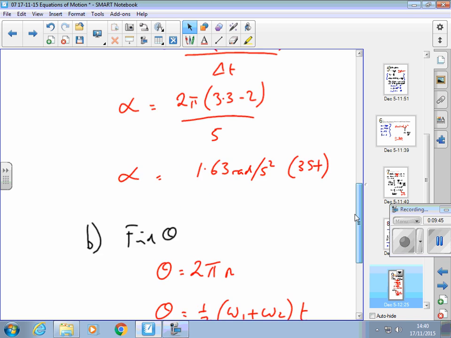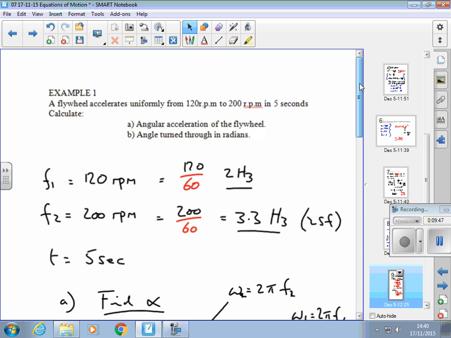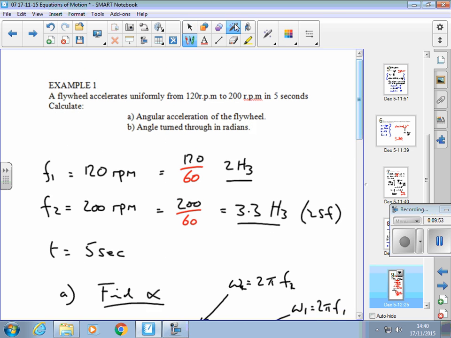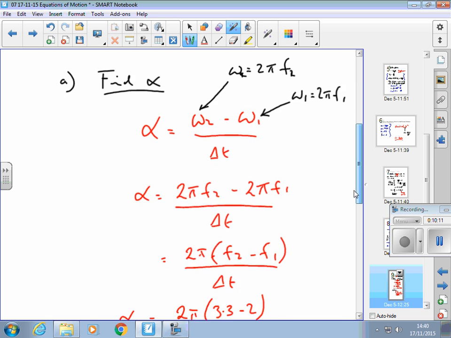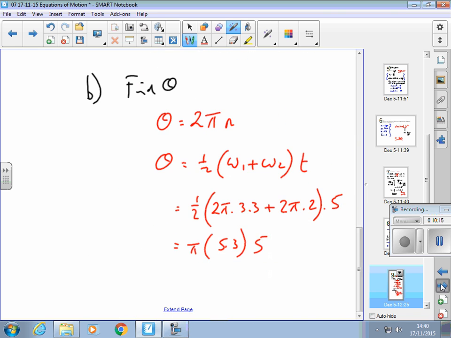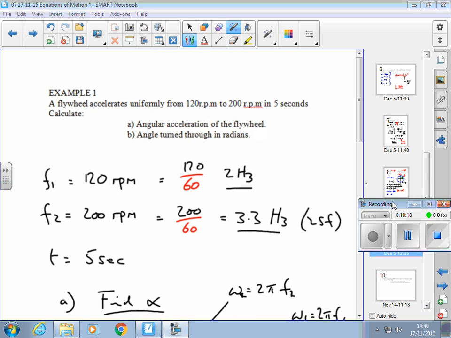So, looking back, you're given a problem, same for both of these examples. You extract the information. Often the information is this sort of thing. So I need to instantly recognize that that's a frequency in RPM, so I need to divide by 60 to get it in hertz, 2 hertz and 3.3 hertz. And then it's a case of identifying the formula that will help, plugging the values in once I've got the units consistent, and out comes the answer. No different to what we've done already. I'll stop.